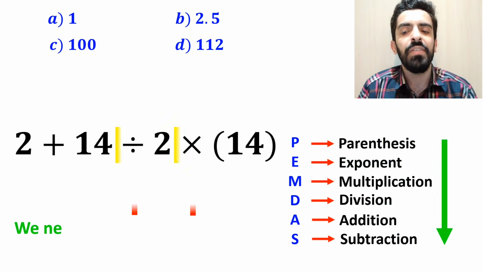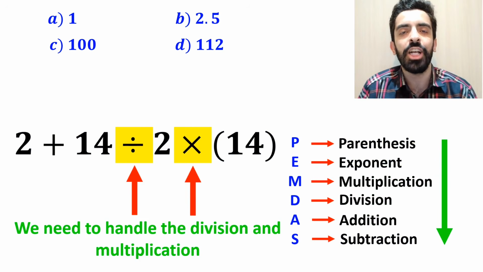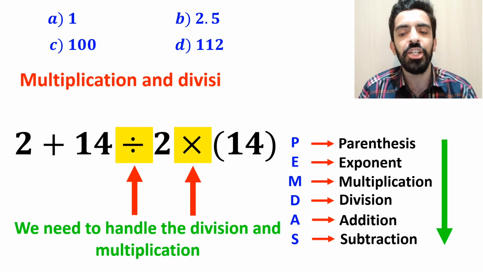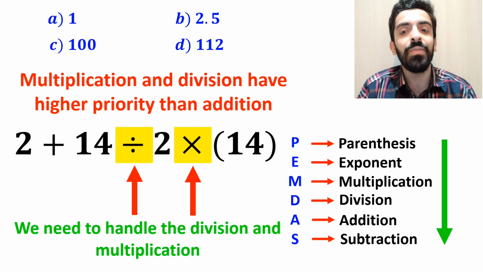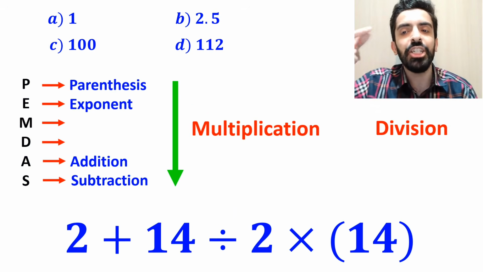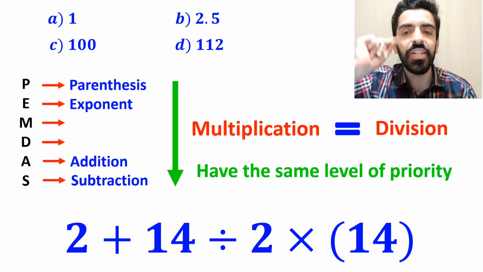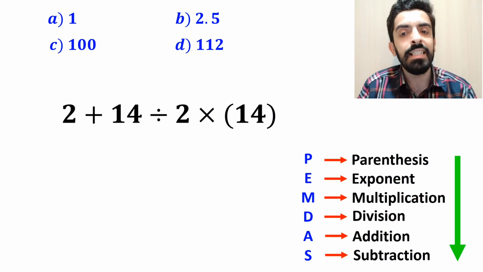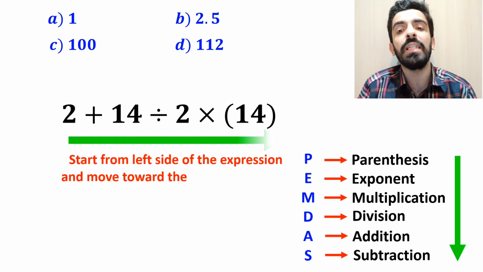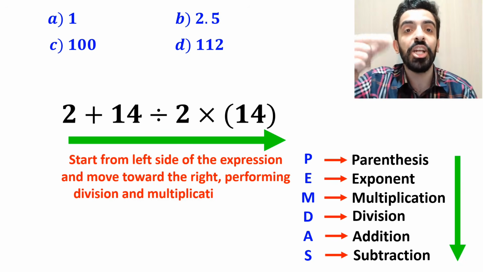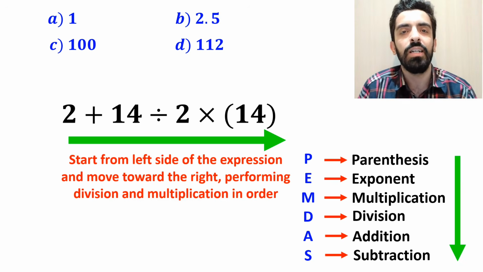And the next step, we need to handle the division and multiplication, because multiplication and division have a higher priority than addition. However, it's very important to note that in the PEMDAS rule, multiplication and division have the same level of priority. In this case, the best thing to do is to start from the left of the expression and move toward the right, performing division and multiplication in order.